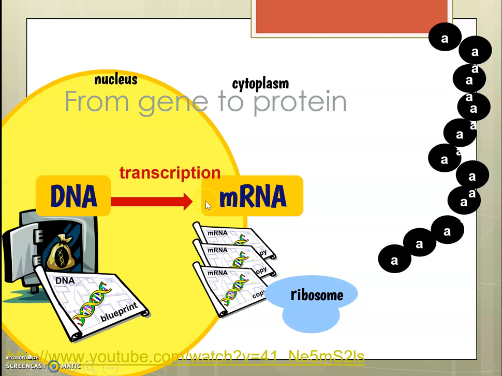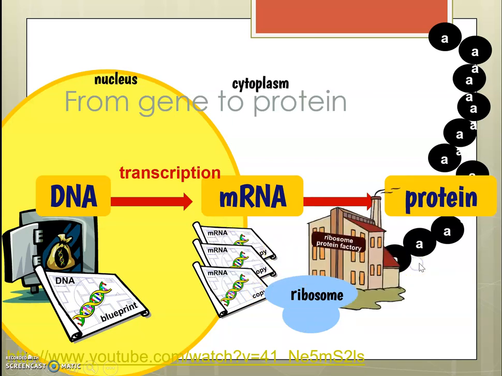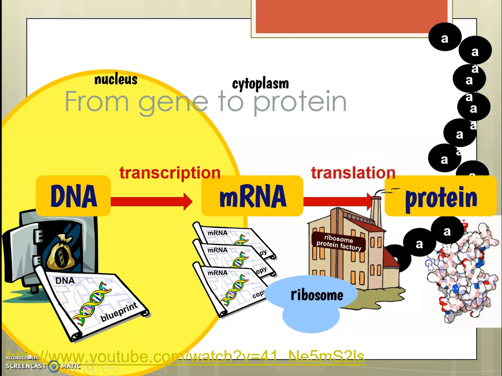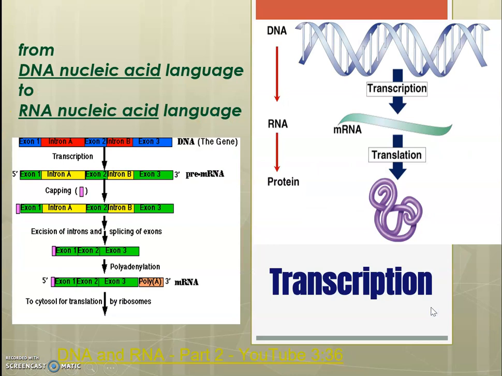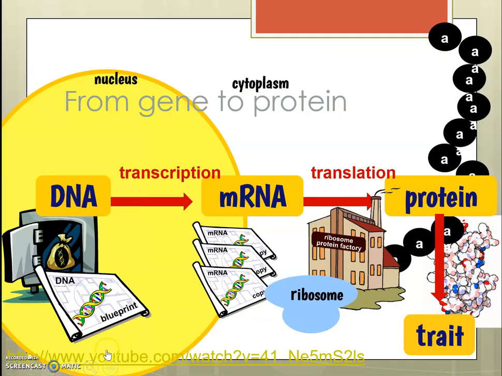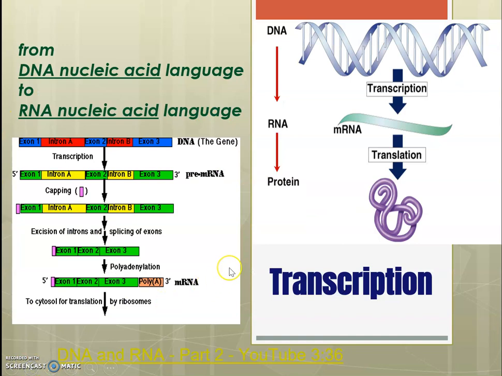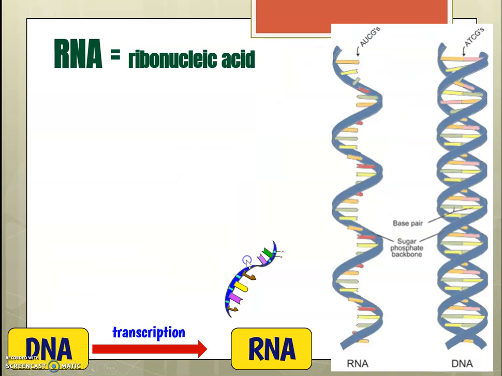Now we can leave the nucleus, find a nice little ribosome, so that the ribosome can translate those instructions into proteins. And then from the protein, we get a specific trait. Okay, so think of it, like I said, all in terms of language. There are videos attached throughout here, so if you need some extra watching explanations, please do so.